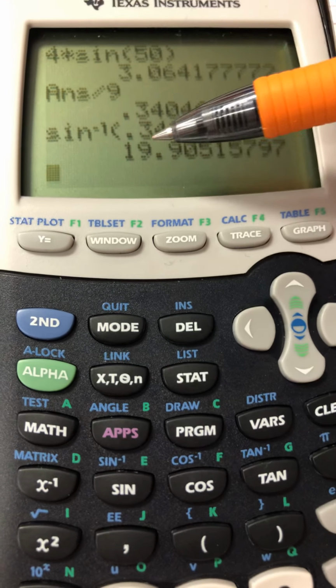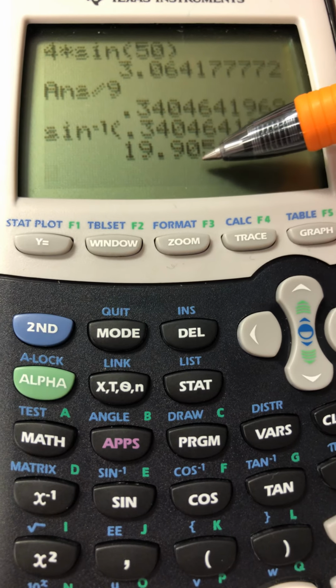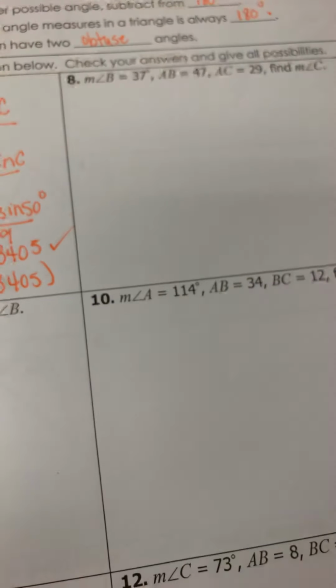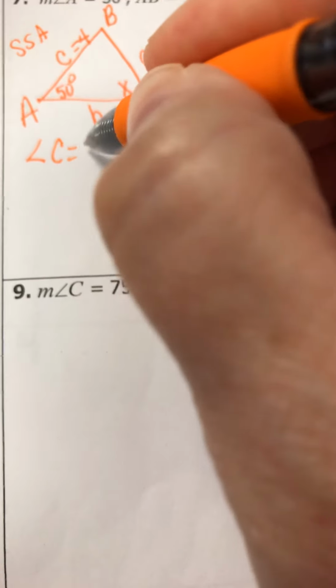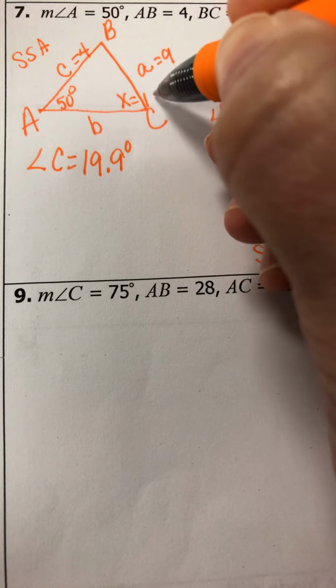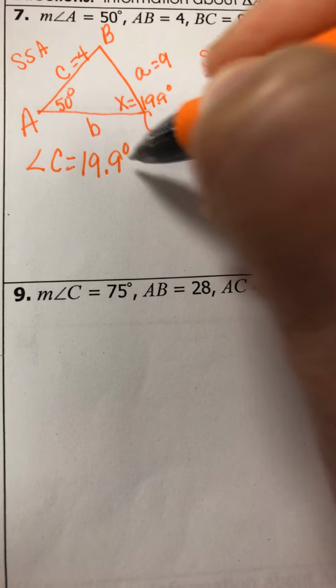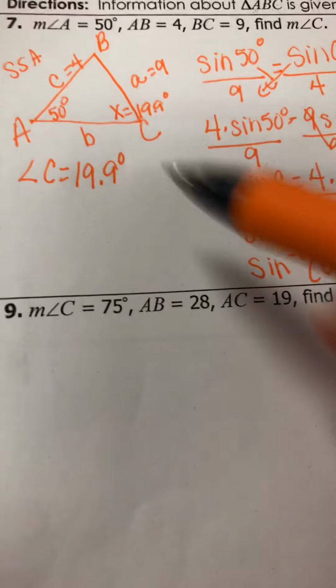Okay, now this is an angle measure. So I'm going to do 1 decimal place again, and that'll give me 19.9 degrees. So angle C is equal to 19.9 degrees. Since this is an angle, it should have a degree symbol behind it. Okay, so this is my one solution.